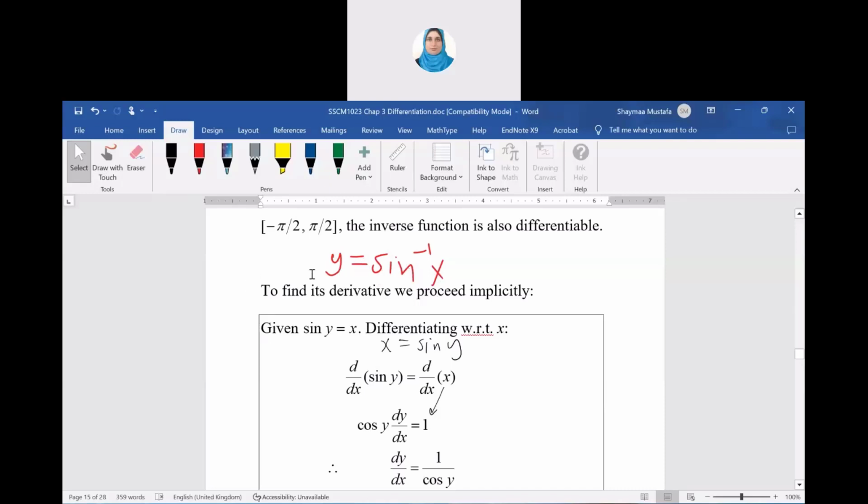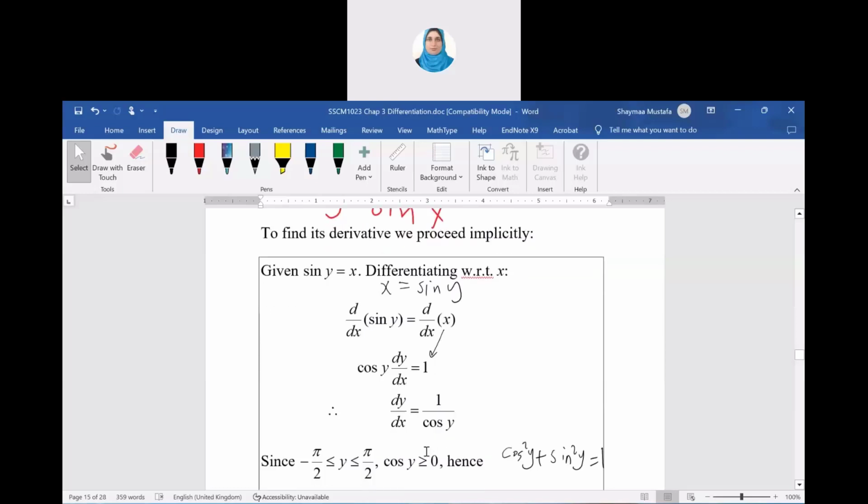Take sine for both sides. So sine of sine inverse x will be x. So sine y equal to x. And then use the implicit derivative. Implicit derivative, you need to find the derivative for each term. The derivative for sine is cos. And since the variable is y, you have to multiply by dy over dx. So cos y dy over dx equal to the derivative for x, which is 1. So now you can find dy over dx, which is 1 over cos y.